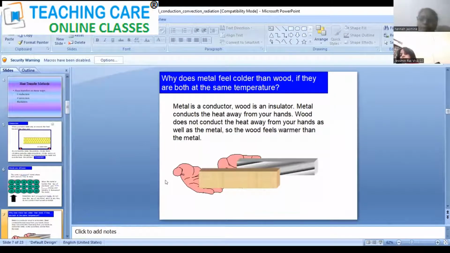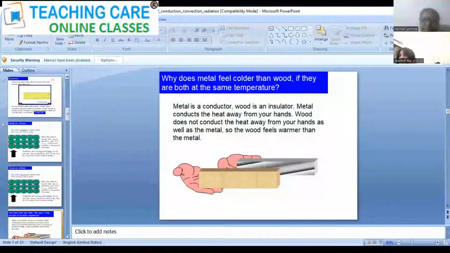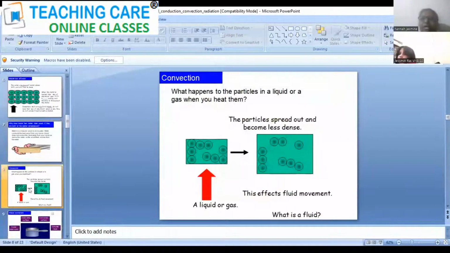Now I'll give you an example. You have a steel spoon or steel plate and your wooden book next to you. How do you feel when you touch both? Ma'am, we feel the metal is hot and the other one is not. Why? Because the wood is an insulator and the metal is a conductor. The wood will not conduct the heat away from your hand, but the metal will conduct the heat from your body. That's why it feels colder. Got it? Yes, ma'am.